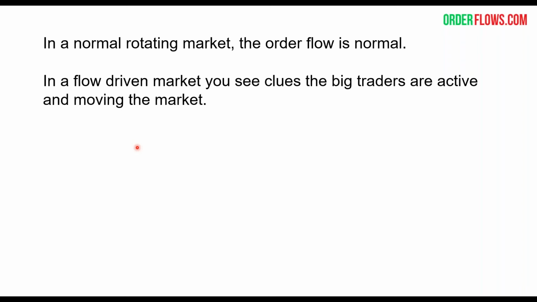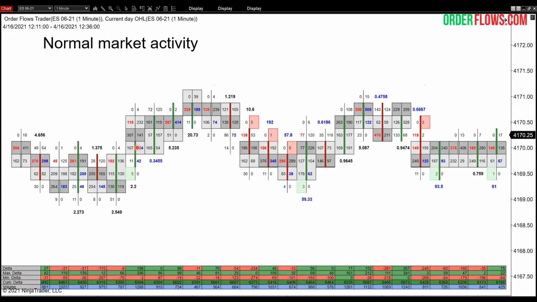Now, you've got to understand, markets have different conditions, right? You have normal market conditions and you have trending market conditions, or what I like to refer to as flow-driven markets. In a normal rotating market, the order flow is normal. That's what's to be expected in a normal market. But in a flow-driven market, you see clues the big traders are active and moving the market.